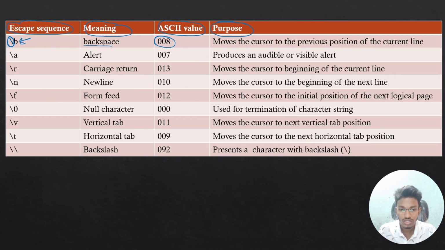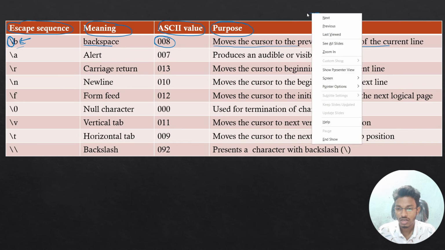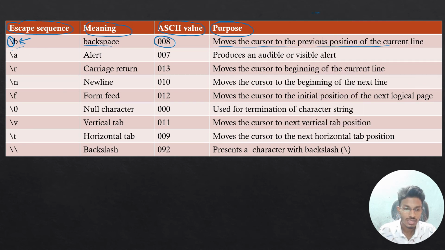So what is the purpose of this escape sequence? The purpose is to move the cursor to the previous position of the current line. Suppose this is your current line and you want to move backward, I want to move here, so we will use backslash B. You can explore a lot more: carriage return, new line, form feed, null character, vertical tab, horizontal tab, backslash. All the purposes are written here, you can observe them.